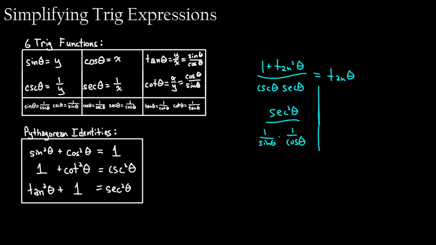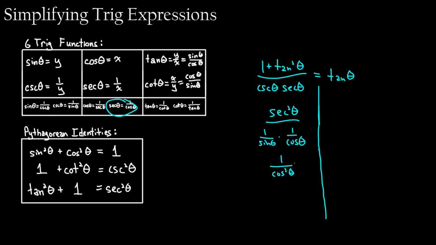Okay, so where do I go from here? Let's write secant squared of theta in terms of sine and cosine. Secant squared of theta is the same thing as 1 over cosine squared theta. Remember, secant theta is the same as 1 over cosine, and if I have secant times secant, that's 1 over cosine times 1 over cosine, or 1 over cosine squared.